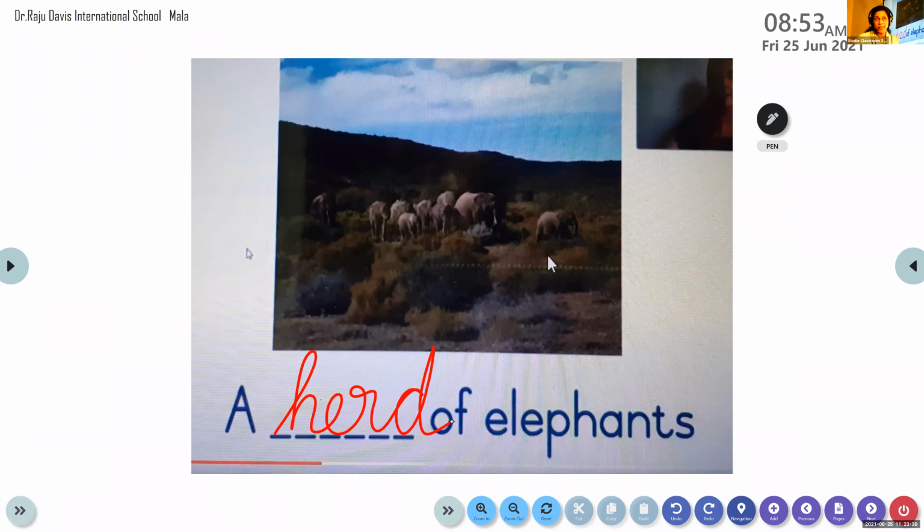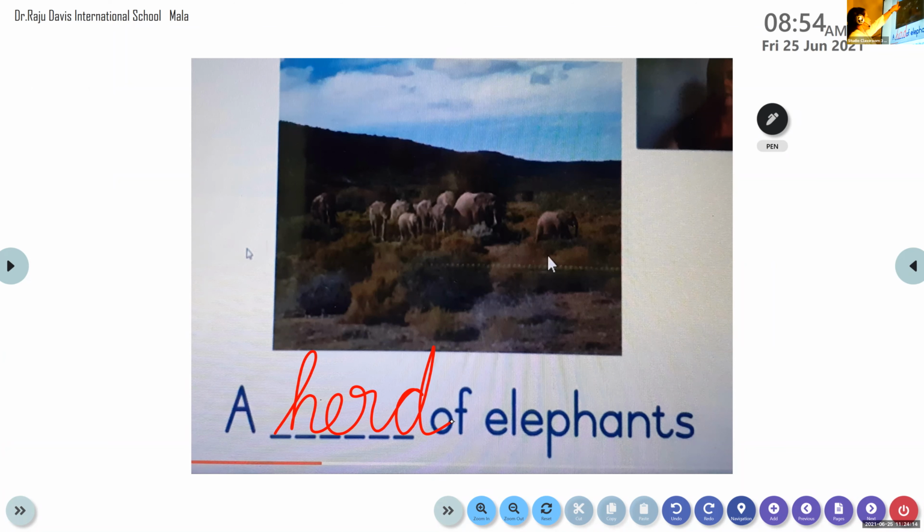Herd of elephants. Collective nouns, as I told you, should be learned. So, herd of elephants. Here, herd refers to a group of elephants. Herd is a collective noun used for a group of elephants. Is that clear? We can't always say a group of elephants, so for a group of elephants we have a special collective noun. We call it herd of elephants. Is that clear to all of you?